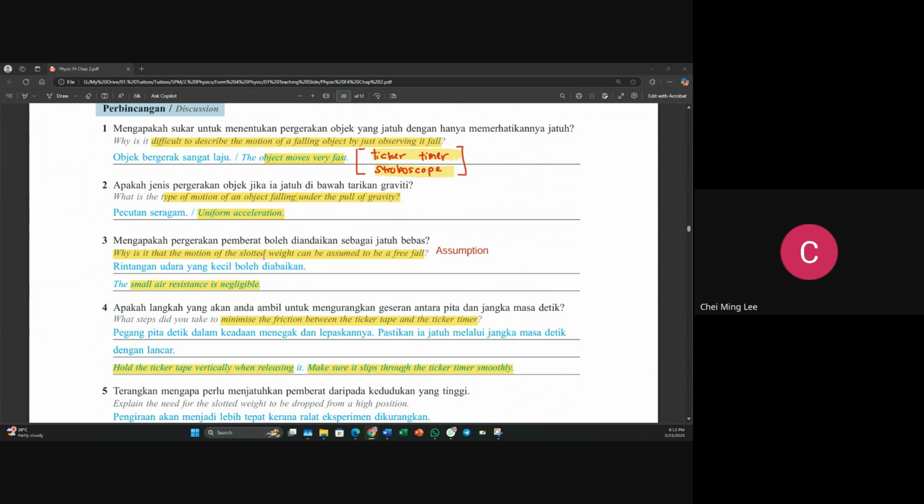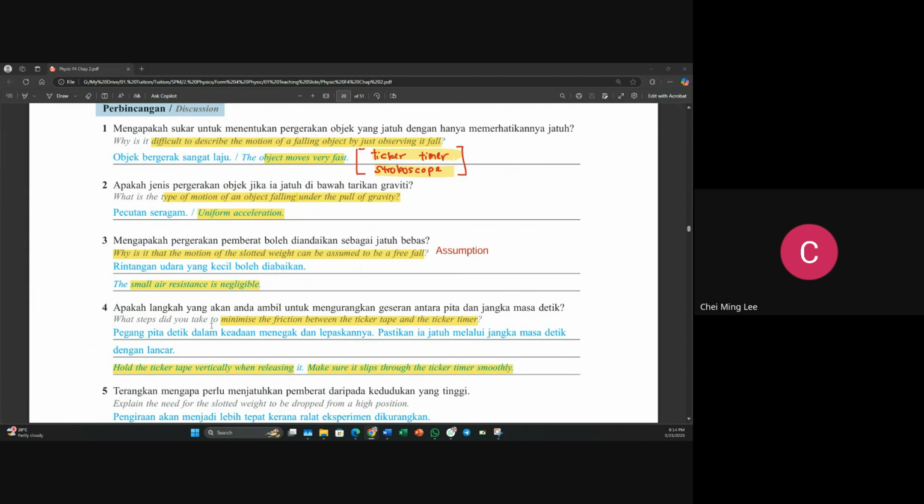So why can the motion of the slotted weight be assumed to be a free fall? This is the assumption. Normally, if they ask about the assumption, why do we use the slotted weight as a free fall? Because small air resistance is negligible. Anything that falls not under vacuum will experience air resistance, no matter how small it is. So the only thing that affects our calculation is air resistance, but it's very small. So normally we just neglect it.